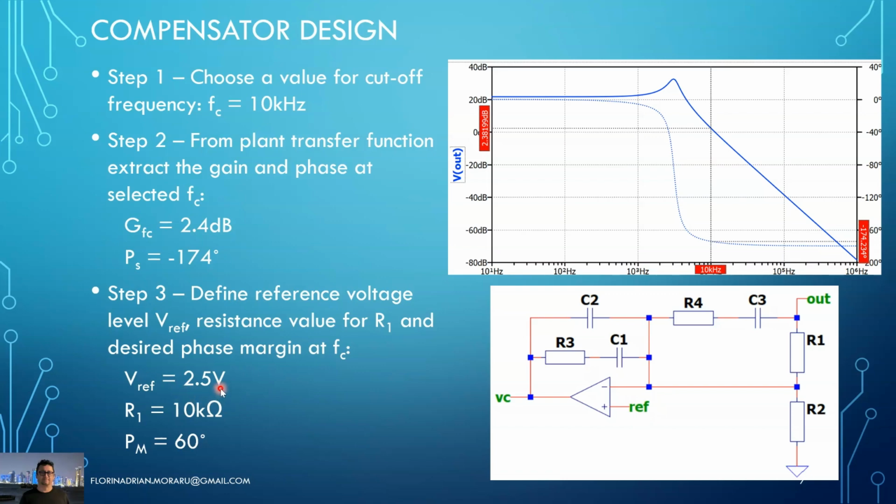Third step, we need to define a reference voltage, and for convenience I selected 2.5 volts. We know that we want to have 5 volts at the output, and I also impose the value for the upper resistor in the resistor divider as 10 kilo ohm. That means R2 will be the same value, because having 2.5 volts, I just need a division by 2 from the 5 volts to get the 2.5 at this midpoint. And of course, we need to select a value for the phase margin we want at this cutoff frequency.